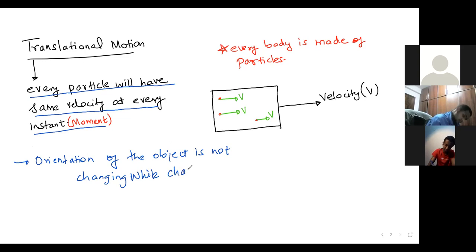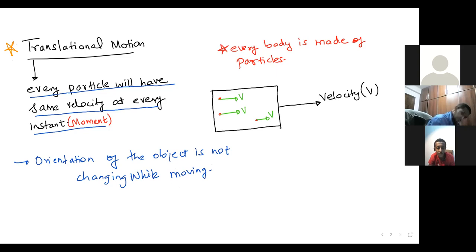Are you understanding this? So whenever you notice that the orientation of the object is not changing while moving, that kind of motion is called translation motion. Is this very clear? Now I will show you the same example. I am sure you will be able to understand all this motion are translation. Try to observe it again. I hope you understood the definition now.